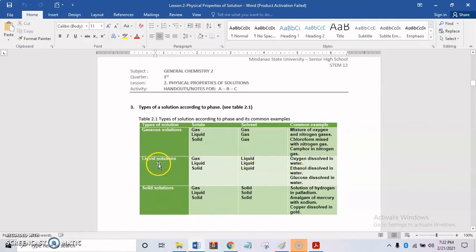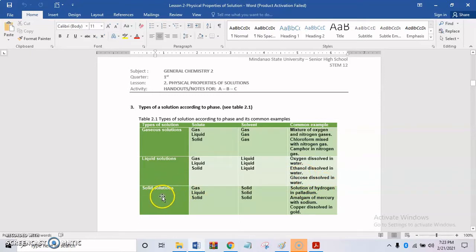Sa liquid solutions, ang solvent naman na sa liquid solution is of course liquid. And if we add gas into liquid solvent, example niyan is yung oxygen dissolved in water or the carbon dioxide dissolved in our beverage, yung mga iniinom natin beverages. Liquid-liquid naman is yung ethanol dissolved in water. Ethanol is alcohol. Solid to liquid, okay, glucose dissolved in water. Glucose is sugar.